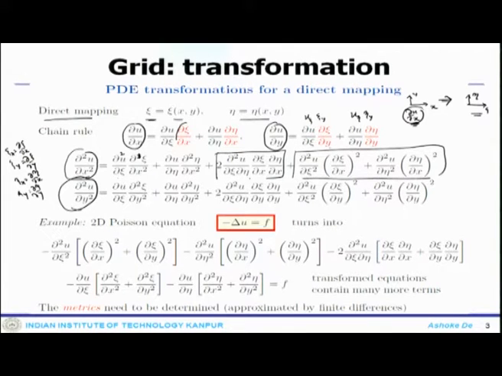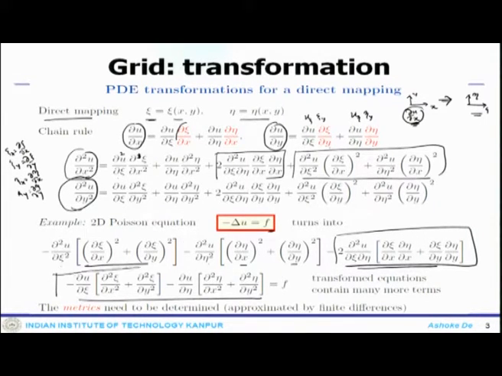Now, for example, if you try to transform the Poisson equation, which is del 2 u equals f, it becomes del 2 u by del xi 2 times (del xi by del x squared plus del xi by del y squared), plus del 2 u by del eta 2 times (del eta by del x squared plus del eta by del y squared), minus these cross derivative terms, and equals f. So, this is the equation that you get in a transformed system.